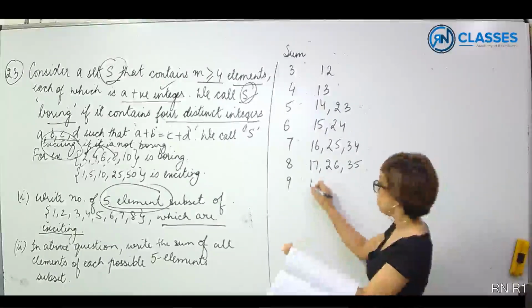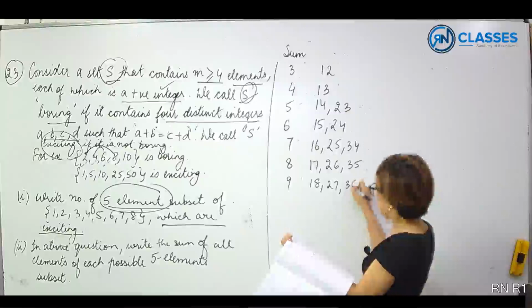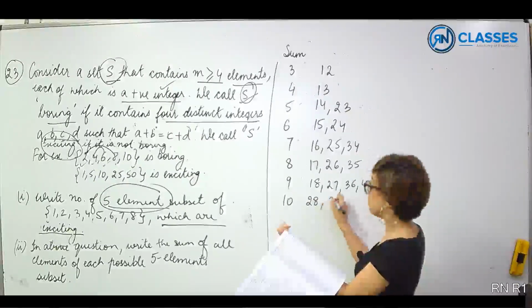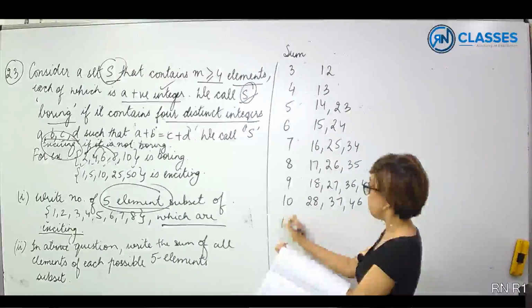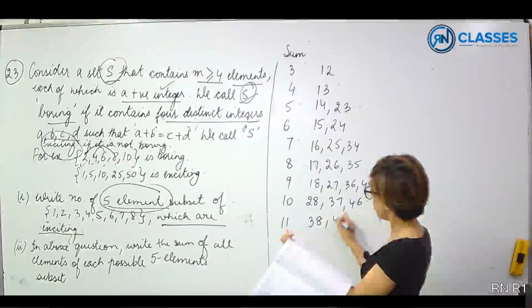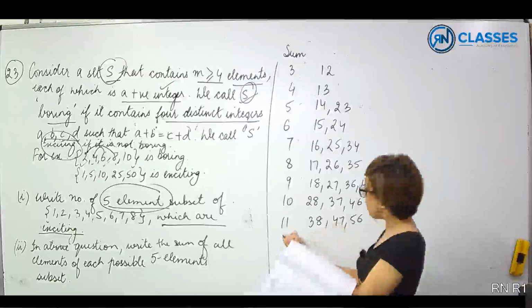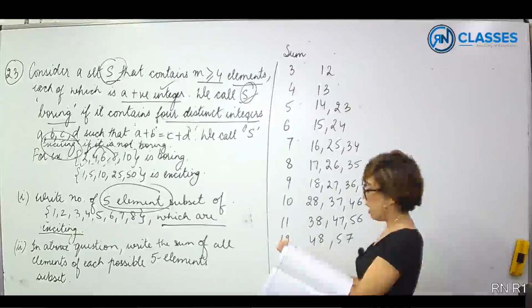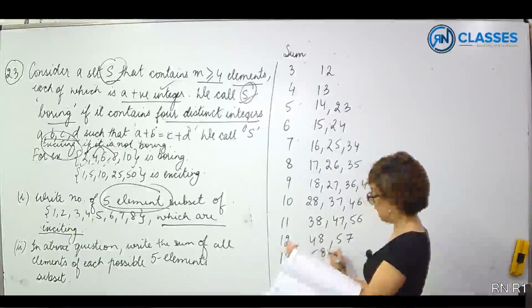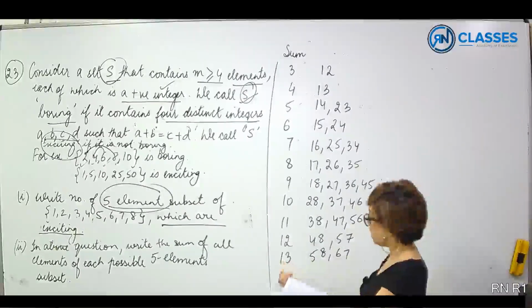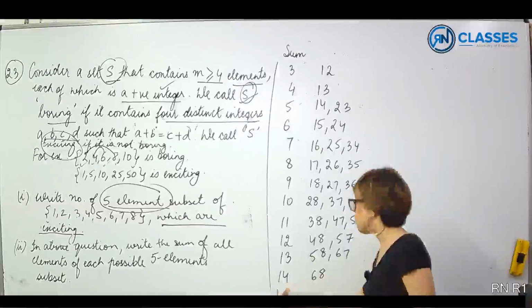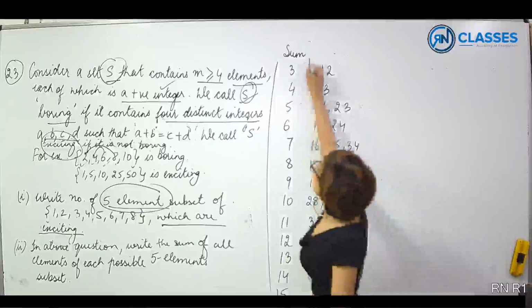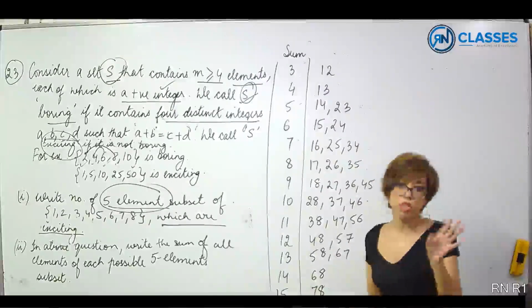So 9 turns out to be 1, 8, 2, 7, 3, 6, and 4, 5. And then I will have 10: 2, 8, 3, 7, 4, 6. Then I have 11. That is 3, 8, 4, 7, 5, 6. Then 12: 4, 8, 5, 7. Then 13, which is 5, 8, and 6, 7. Then 14, that is 6, 8. And then the last sum that is possible is 15, which is 7, 8. I have exhausted all the sums of 2 numbers.